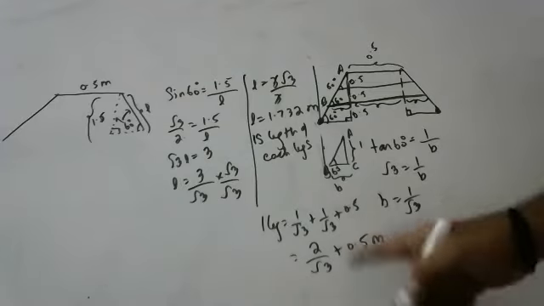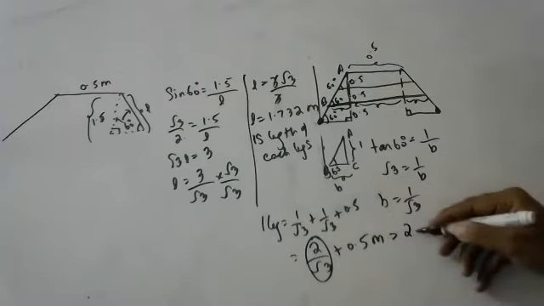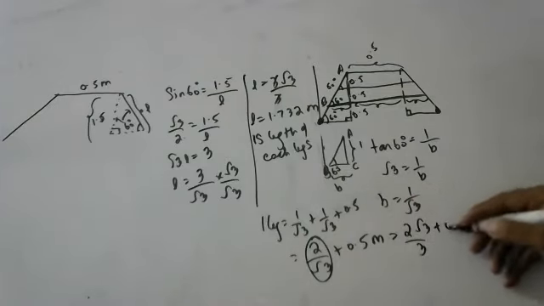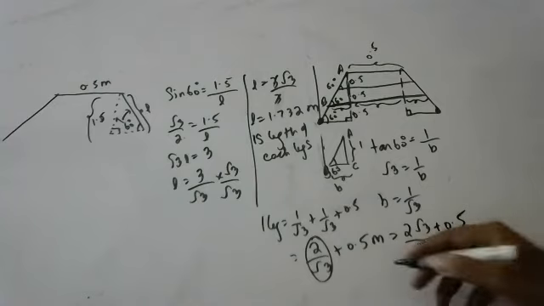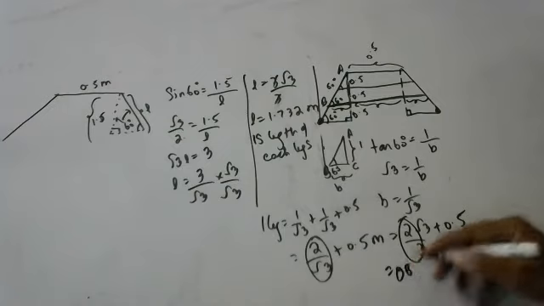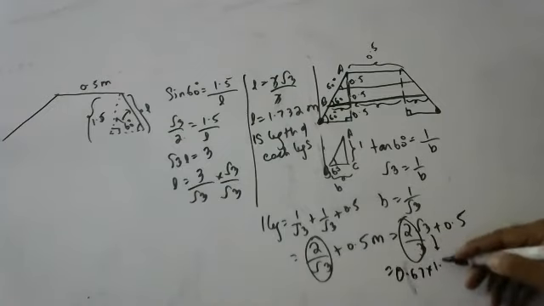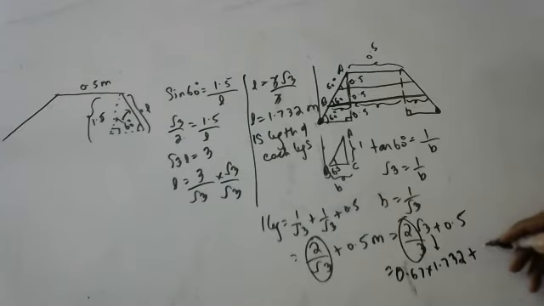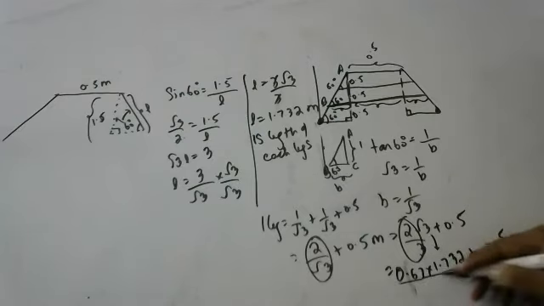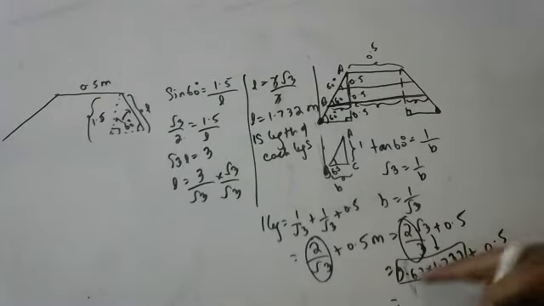Okay, children. So this you have to simplify. How do you simplify? Rationalize: 2 root 3 by 3 plus 0.5. So 2 by 3 means 0.67 into root 3, that is 1.732, plus 0.5. Can anyone tell me the calculation? 0.67 into 1.732 plus 0.5. How much is this? Can anyone tell me? That would be about 1.3604.